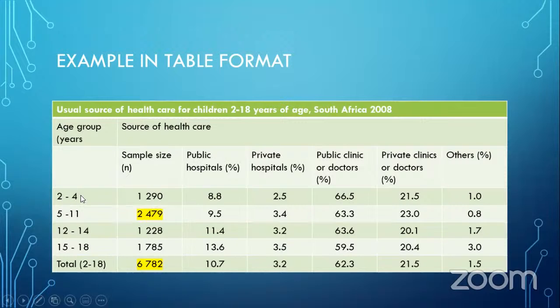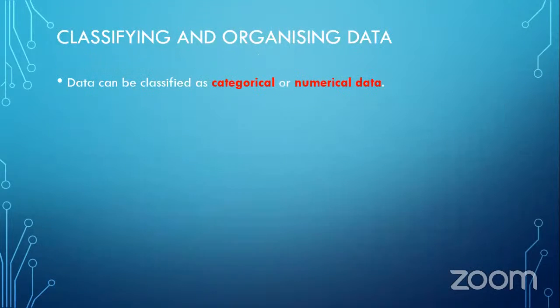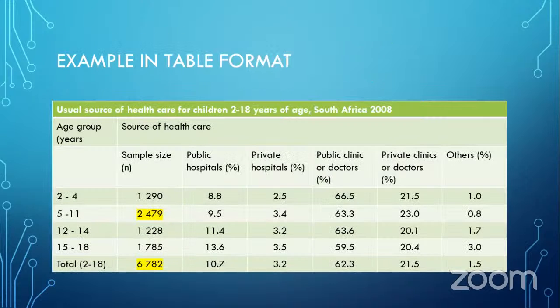So from this, 2 to 4 years, 5 to 11 years, 12 to 14, 15 to 18 years can be called a class interval. If you are grouping your data, organizing the data, like the data is scattered, everything is just there, you're putting it in a manner that we understand. Yes, we're just organizing the data so that it can be readable and understandable.